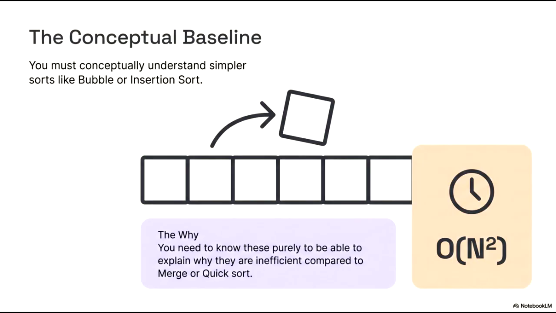To build a solid foundation in computer science, we must first establish a conceptual baseline by understanding simpler sorting algorithms like bubble sort and insertion sort. While these methods are rarely the most efficient choice for large datasets, they are essential for your theoretical knowledge. You need to understand these algorithms primarily so you can explain exactly why they are considered inefficient compared to more advanced techniques like merge sort or quicksort. As shown here, these simpler sorts operate with a time complexity of O of n squared. Recognizing this quadratic growth is key to articulating the trade-offs involved in algorithmic design and choosing the right tool for the job.